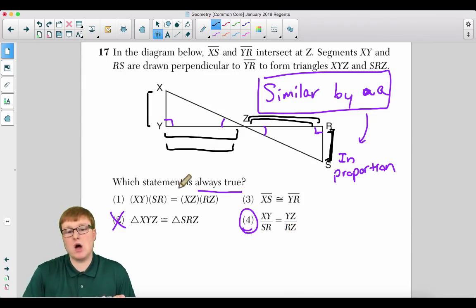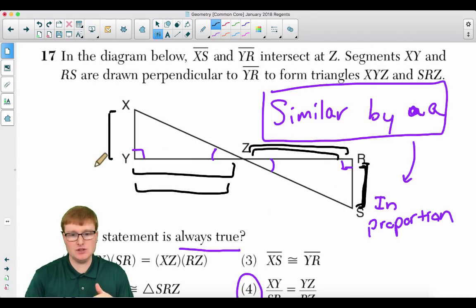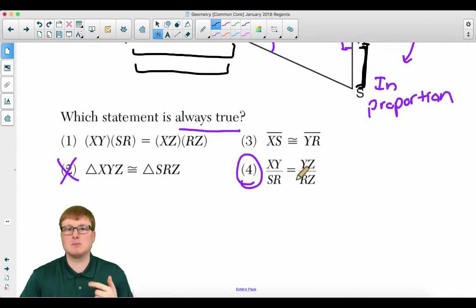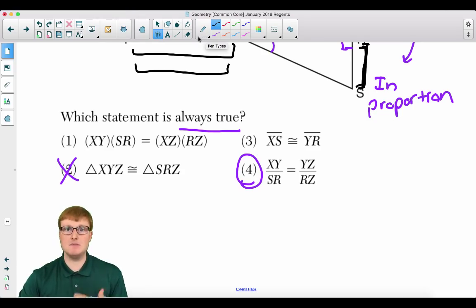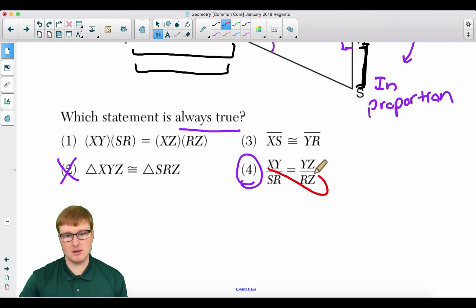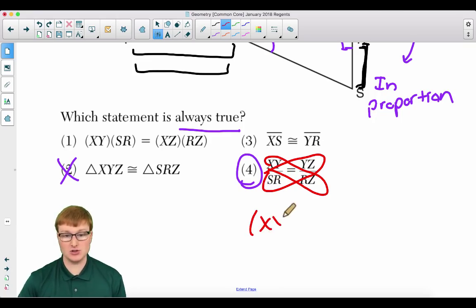Now, here's why, if you're thinking choice 1, why is it not choice 1? I'll show you right now. Since I just proven to you that these are in proportion to each other, the next thing that you should verify is that the product of the means equals the product of the extremes. So if you actually just simply cross multiply these, that could be another answer. So this is also written as XY times RZ is equal to YZ times SR.